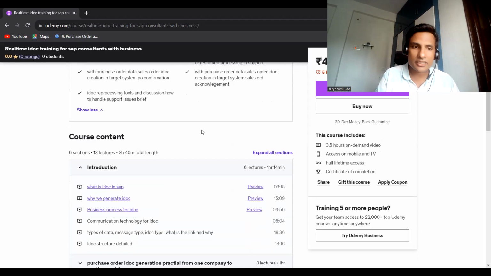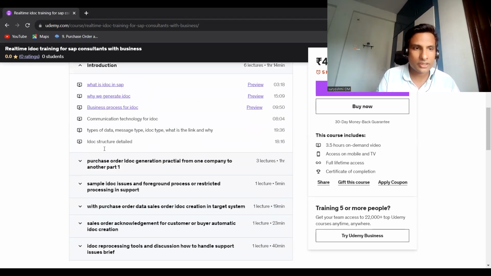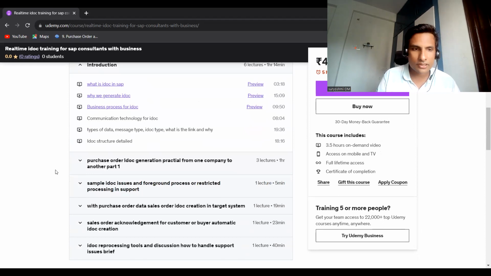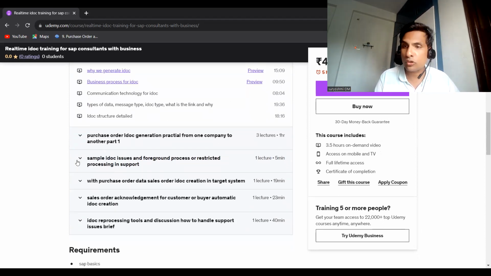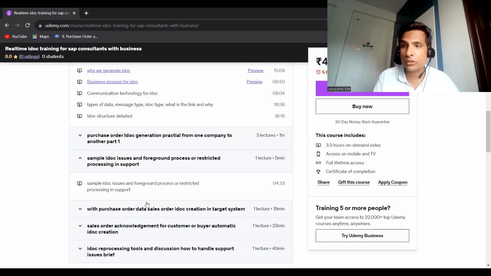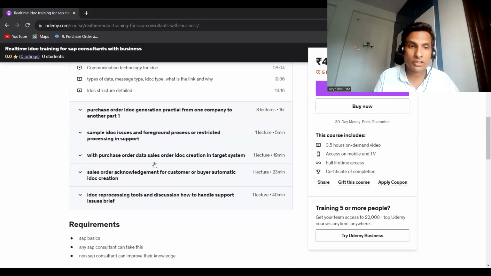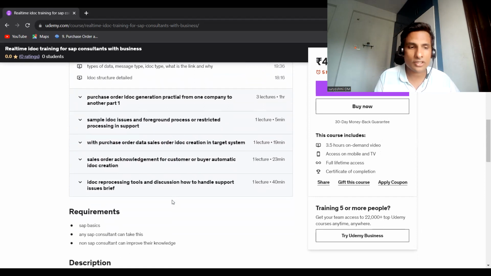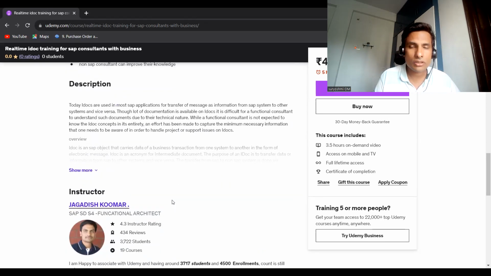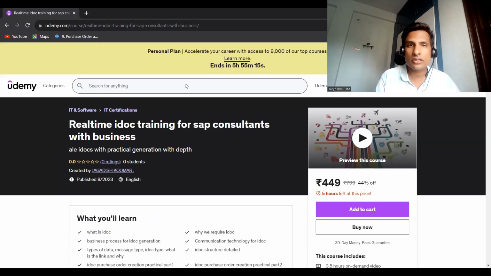Totally it has 13 lectures. These three you can get. So IDoc creation, sample IDoc creation, sample IDoc issues, foreground processing. What is foreground processing? It is very, very important. Support generally doesn't have access, but still it is very important. We used to do it in one of our support projects. And purchase order data, sales order data creation in the target system, sales order acknowledgement for the customer. All these things, you can try if you really like it.